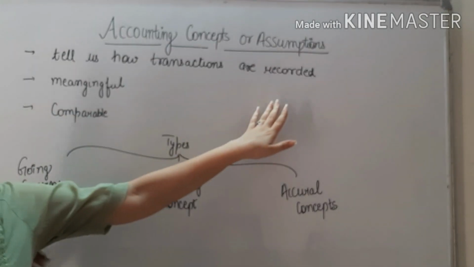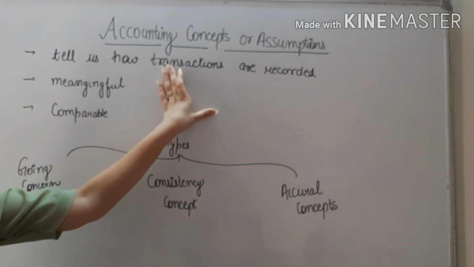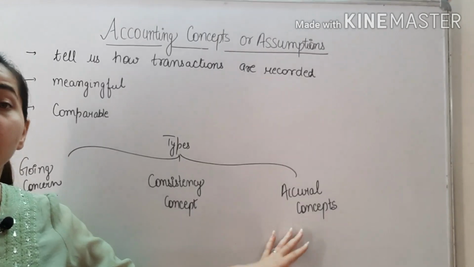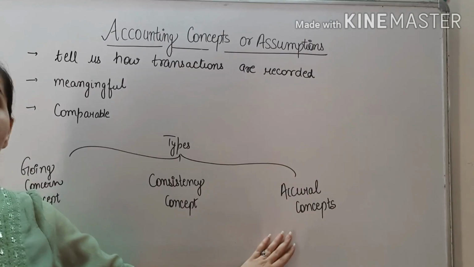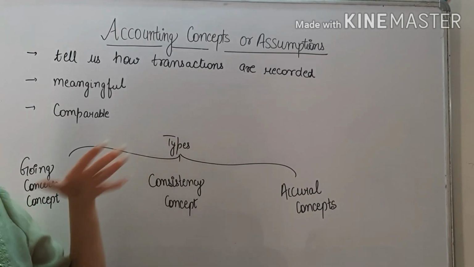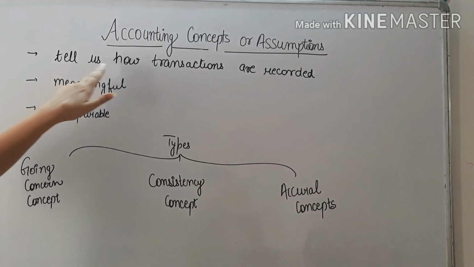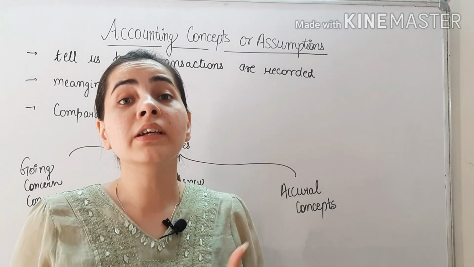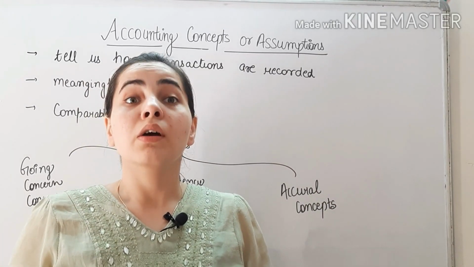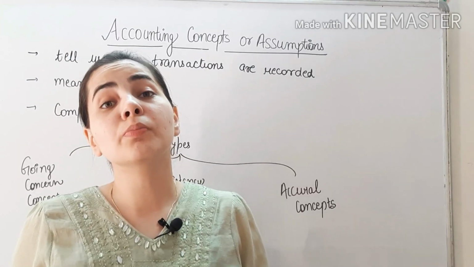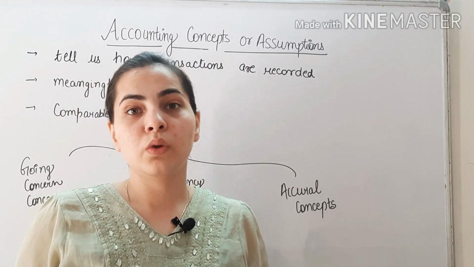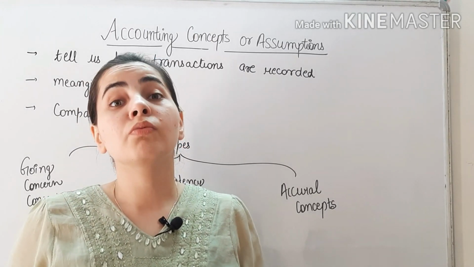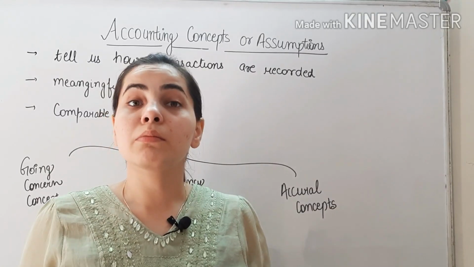Accounting concepts or assumptions. There are three types of assumptions: going concern concept, consistency concept and accrual concept. Before looking into these definitions, let's understand the meaning of accounting concept. Accounting concept क्या है? It tells us how transactions are recorded. ये हमें बताएगा how we have to actually record the items in books of account. Which item is to be debited, which item is to be credited, which item is liability, which item is asset. So it will tell the methodology or method through which we will account the transaction in books of account.